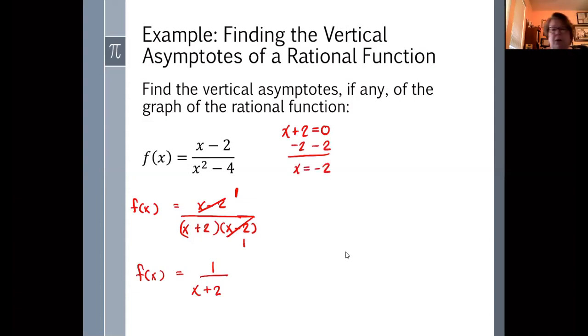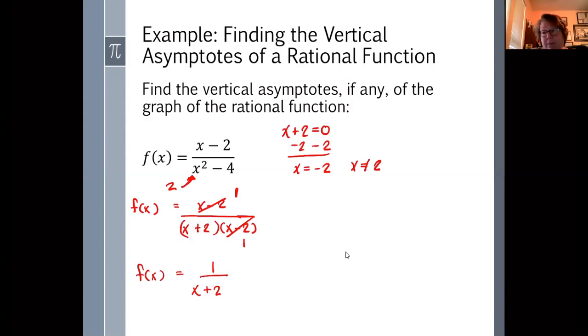So this function has a vertical asymptote at x equals -2. Okay, but x cannot equal 2. Would you agree with that? Because if I replace x with the number 2, 2 squared is 4, 4 minus 4 is 0. So x can't be positive 2. So that is a restriction on my domain.